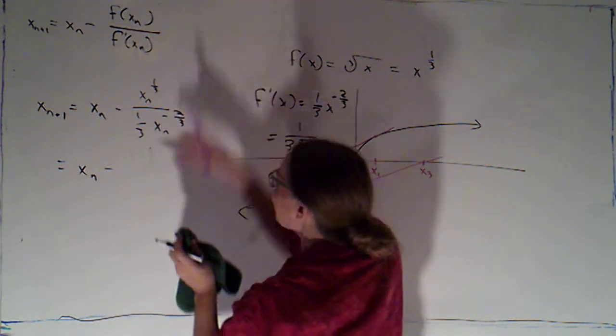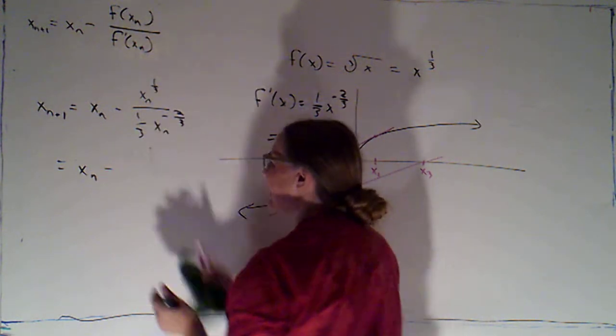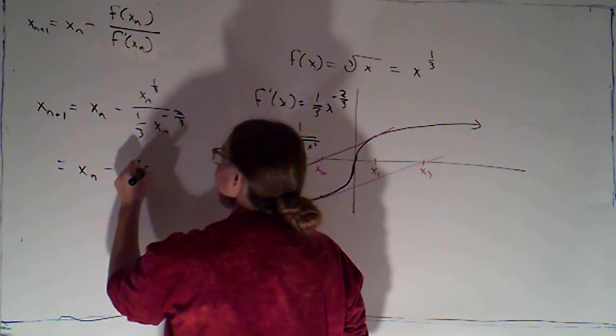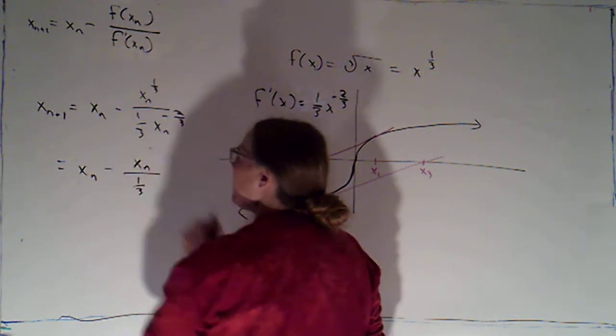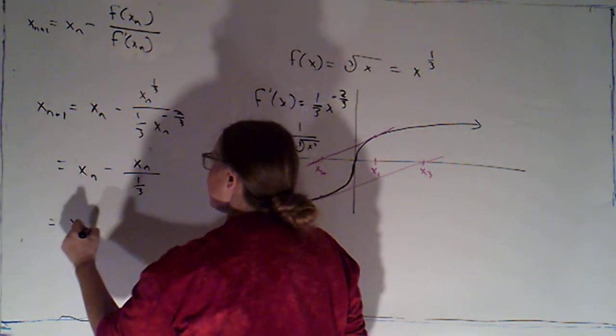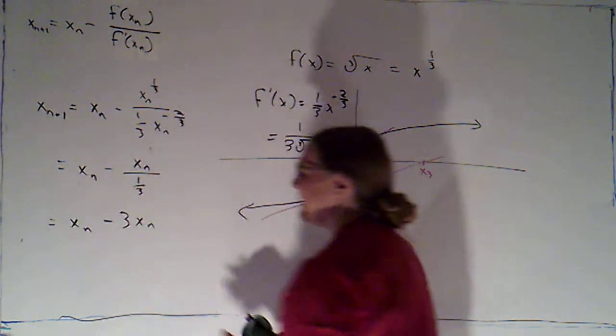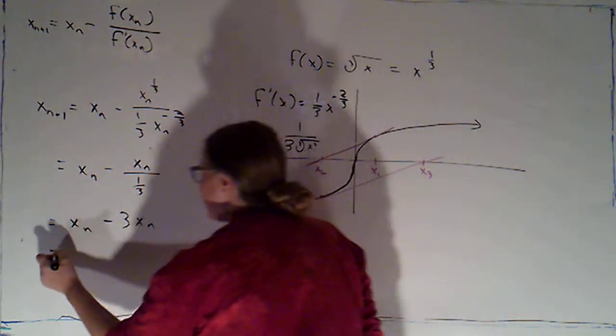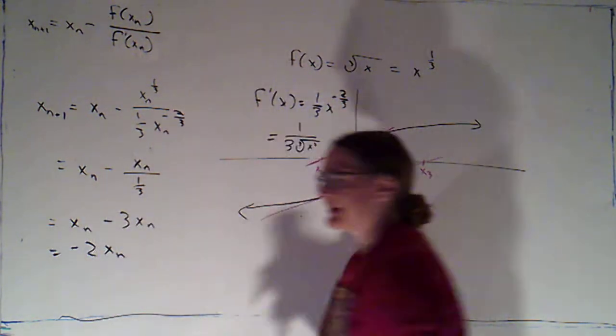I'm going to bring up that negative exponent. So that's going to give me x sub n to the 3/3, which is just x sub n, divided by 1/3. But that's x sub n minus 3 x sub n. That's -2 x sub n.